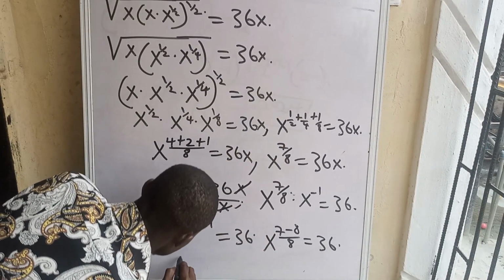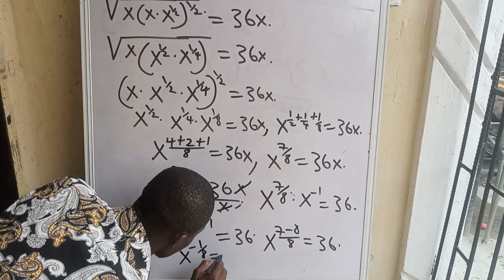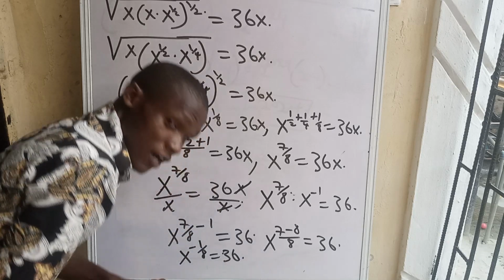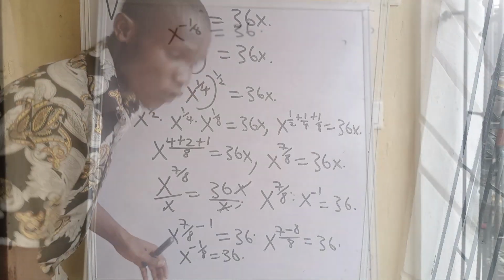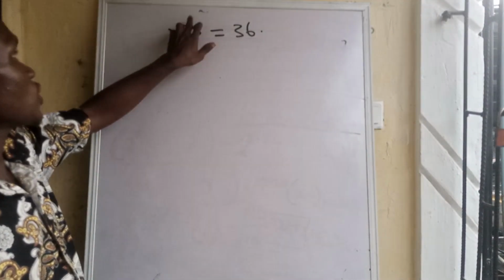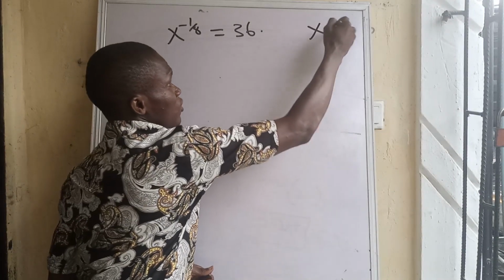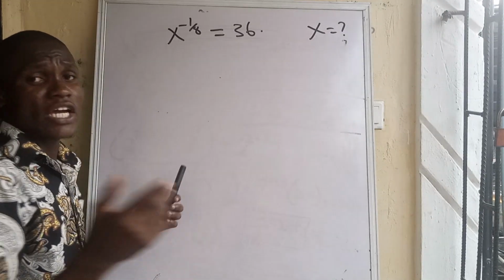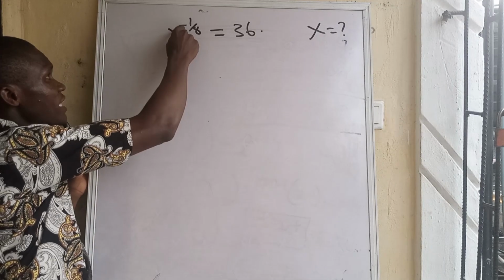Then after that, we can say x to the power of minus 1 all over 8 is equal to 36. Okay, I remember we said we are looking for the value of x. Since we have x to the power of minus 1 all over 8 equal to 36, and we are looking for x, now we are having a challenge. So what is this challenge? This challenge is that we are having a negative sign here.